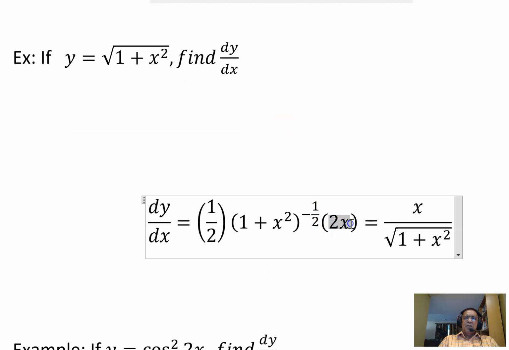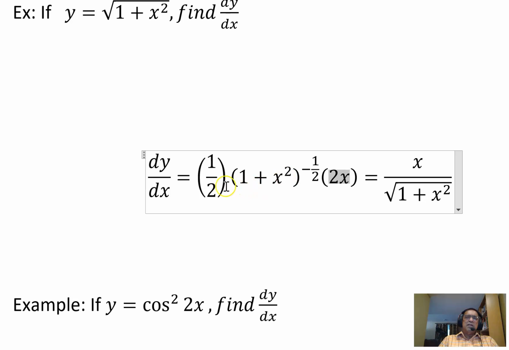And you multiply that by 2x. So we can simplify this a little bit. The 2 and the 2 cancel off. So the x is there at the top, and the 1 plus x squared quantity to the negative 1/2 power goes down as a positive power, 1 plus x squared to the positive 1/2, which is the same as the square root of 1 plus x squared.